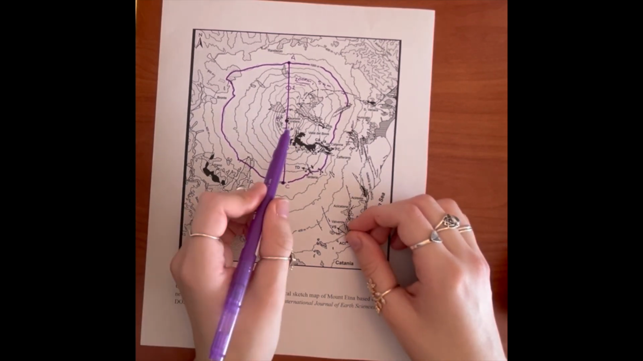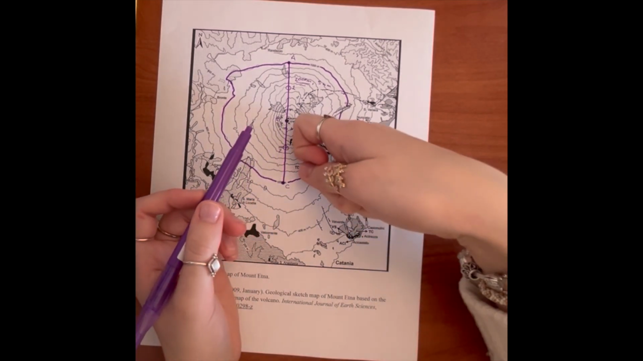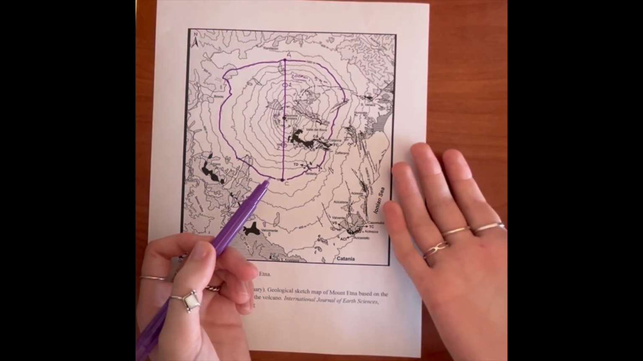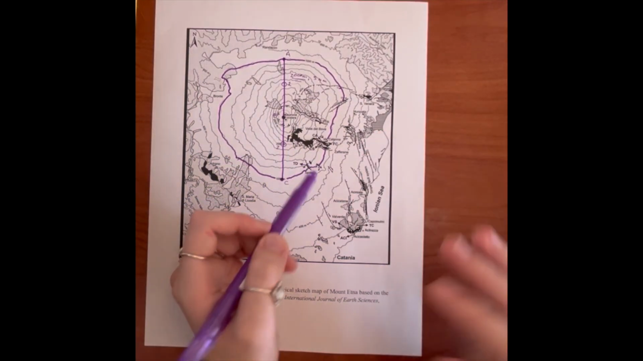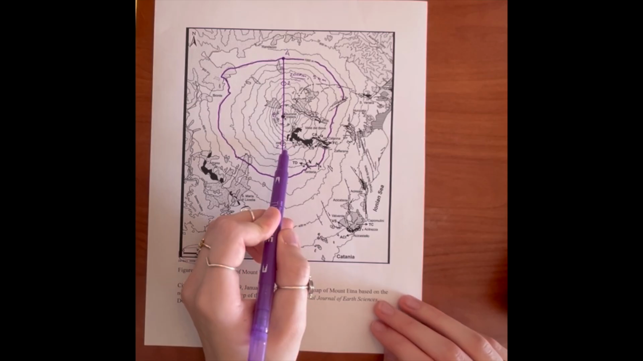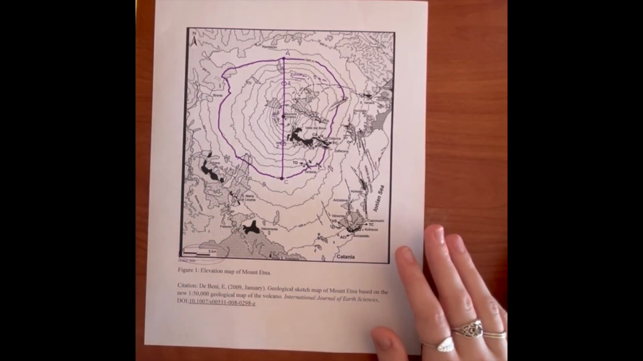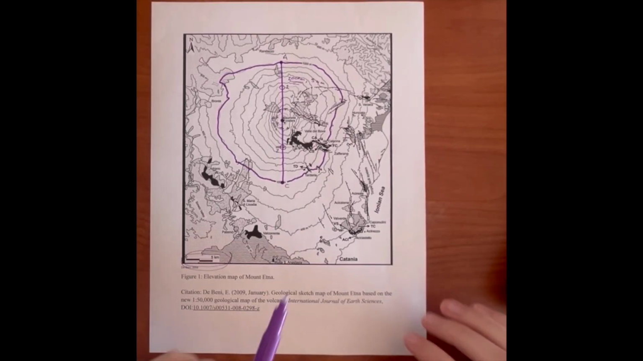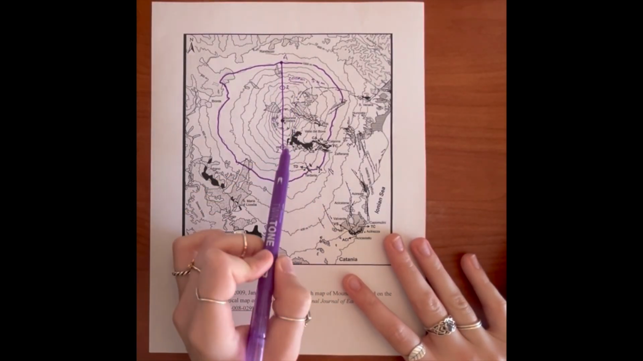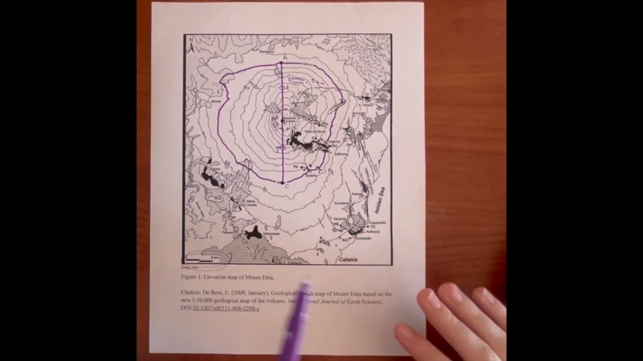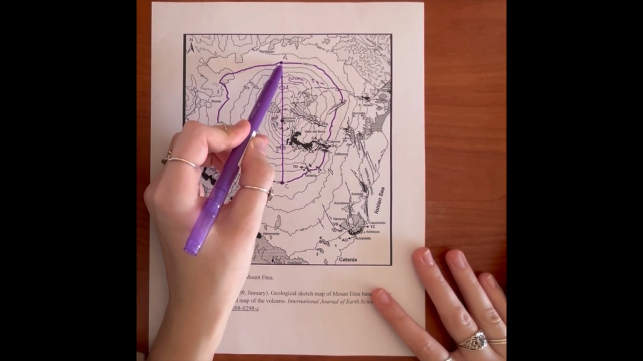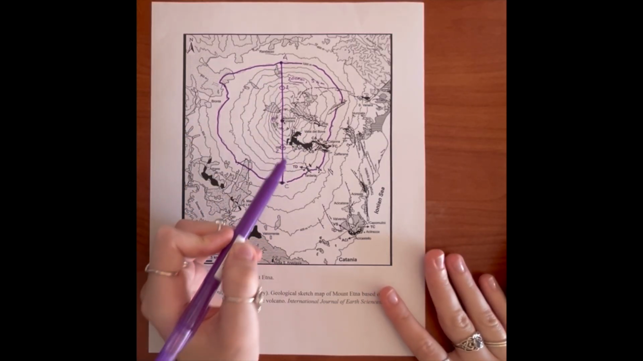You might also think, oh, then the distance from point B to point 2 must also be 5 kilometers. Therefore, that is our y value for point 2. However, that is not correct. In order to find the distance along the transect for point 2, we must remember that the distance along the transect is from point A to any given point.